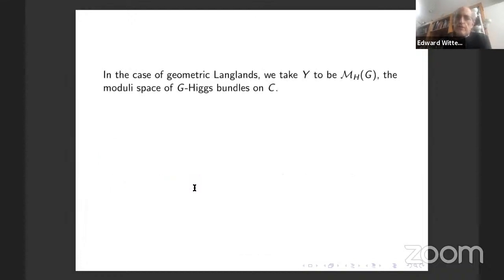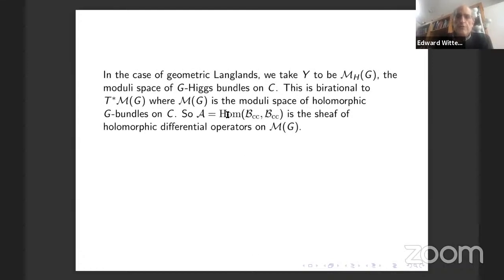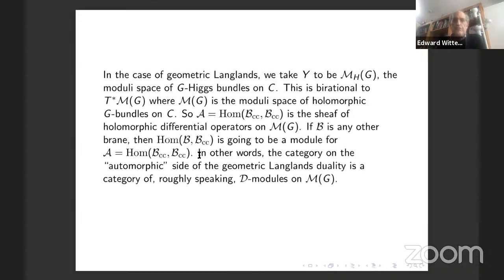So in the case of geometric Langlands, we take Y to be the Higgs bundle moduli space, which according to Hitchin is birational to the cotangent bundle of the moduli space of holomorphic G-bundles on C. So A, which is Hom from B_cc to itself, is the sheaf of holomorphic differential operators on the moduli space of bundles. Now, if B is any other brane, then Hom from B to B_cc is going to be a module for A, which is Hom from B_cc to itself. In other words, the category on the automorphic side of the geometric Langlands duality will be a category of, roughly speaking, D-modules on M of G.